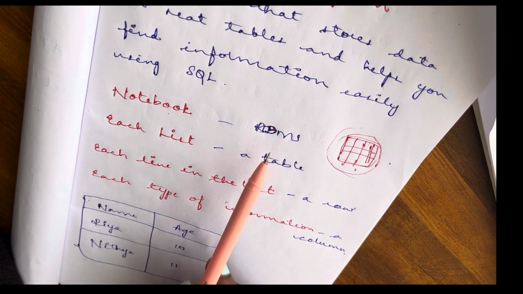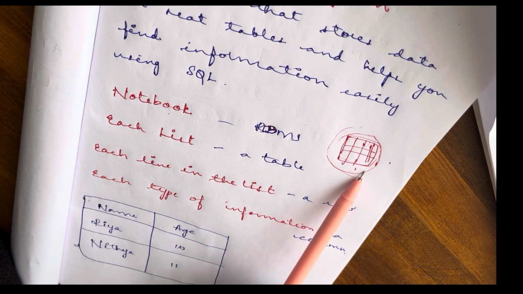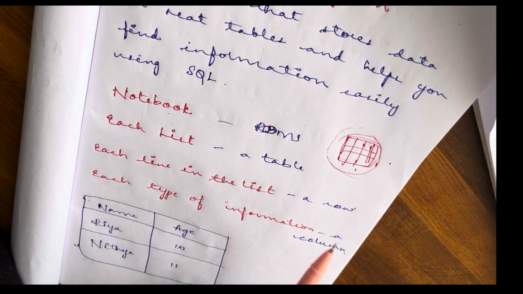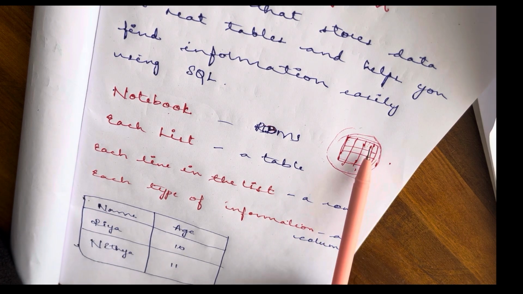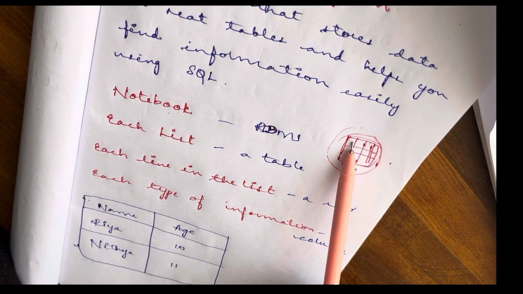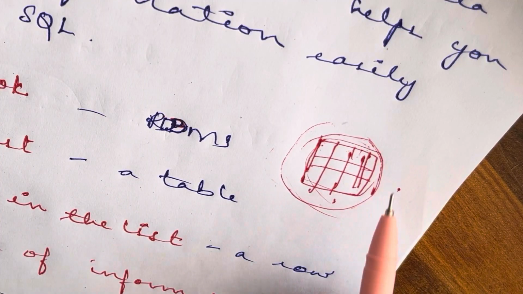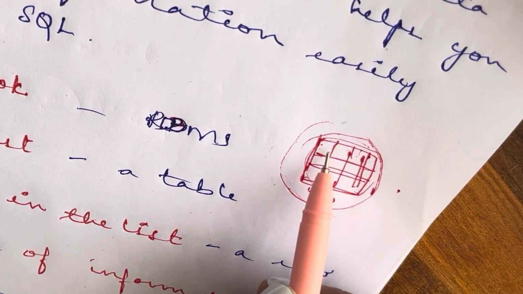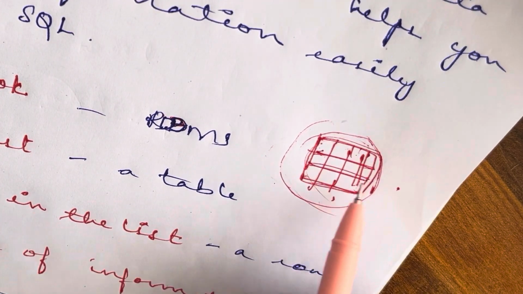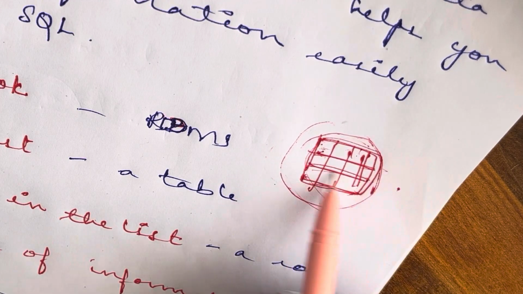So the notebook refers to the RDBMS, and each list that you have in your notebook refers to a table. Let's say you have an employees table, an orders table, an expenses table, expenses for the month of April, expenses for the month of June, July, and so on and so forth. So you have different lists for each month and different kinds of tables. These refer to tables, and in this table you have each line. In this table we have 1, 2, 3, so you have 3 rows.